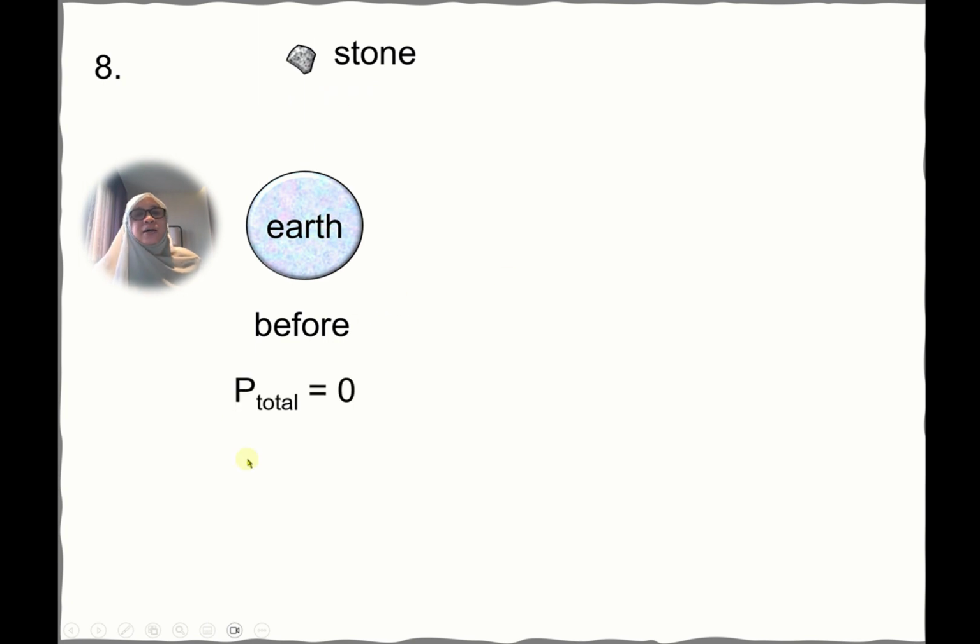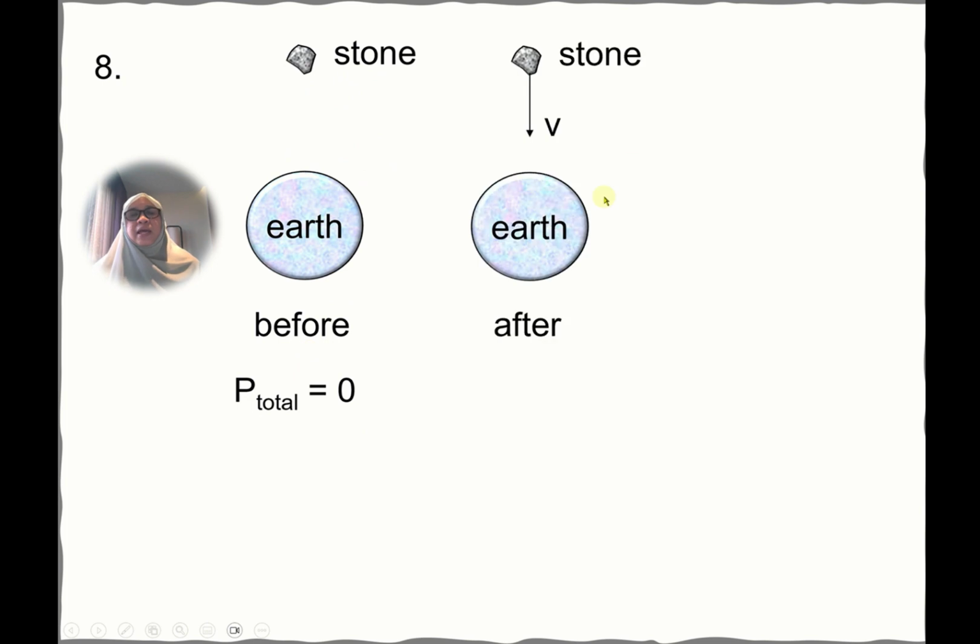This is before. The total momentum because of the earth is 0. So the total momentum before is equal to 0. The stone initially, before it is released, before it is dropped, also has velocity 0. That means momentum, m times v, so the total momentum will be 0. Then when it is released, the stone starts to move with velocity v. The earth remains stationary, at rest.